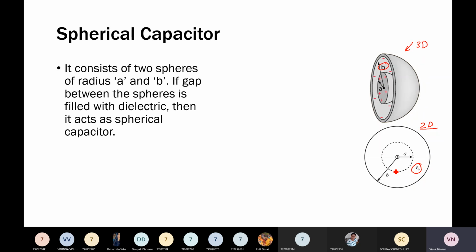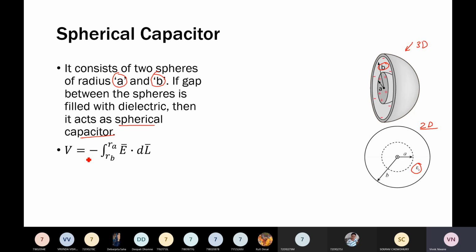Let us see. It consists of two spheres of radius a and b. If the gap between the spheres is filled with dielectric, then it acts as a spherical capacitor. If we keep air, okay, air is also a dielectric material, it will act as a capacitor.